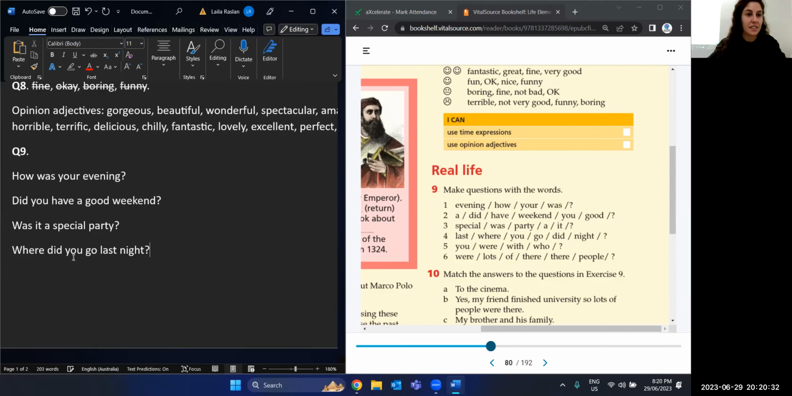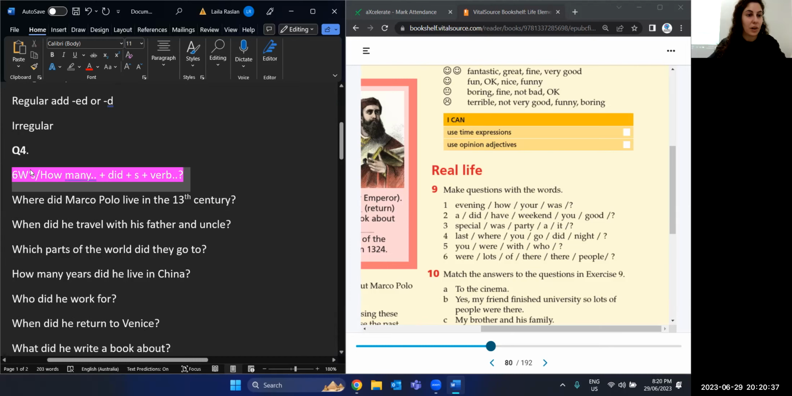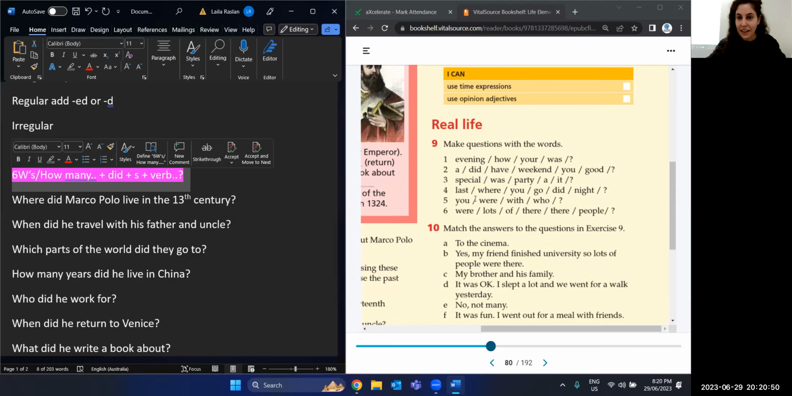So you have to write this rule down, this one. Make sure you write it in your book. One of the W's or how, and then did plus subject plus verb. So write this in your book. Number 6, Daniel.